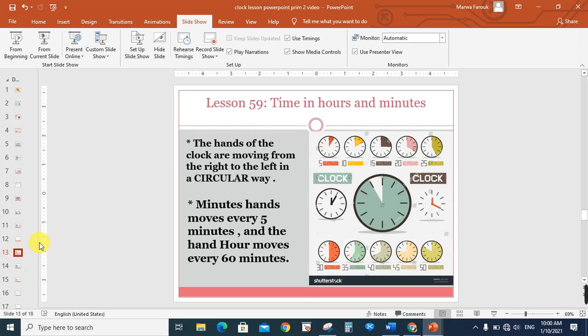Okay. Lesson 59, time in hours and minutes. The hands of the clock move from the right to the left in a circular way. The minute hand moves every 5 minutes and the hour hand moves every 60 minutes. Repeat after me again. The minute hand moves every 5 minutes and the hour hand moves every 60 minutes.